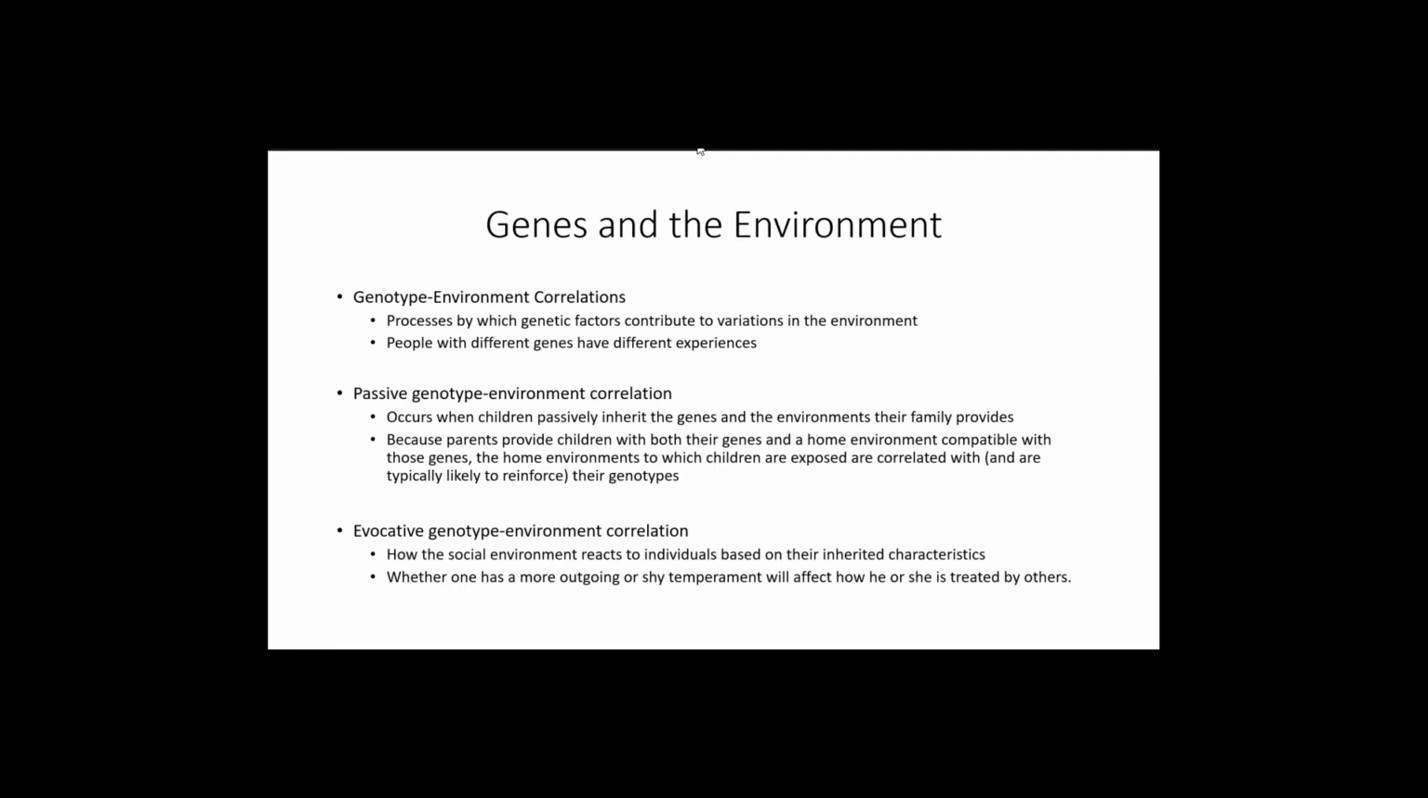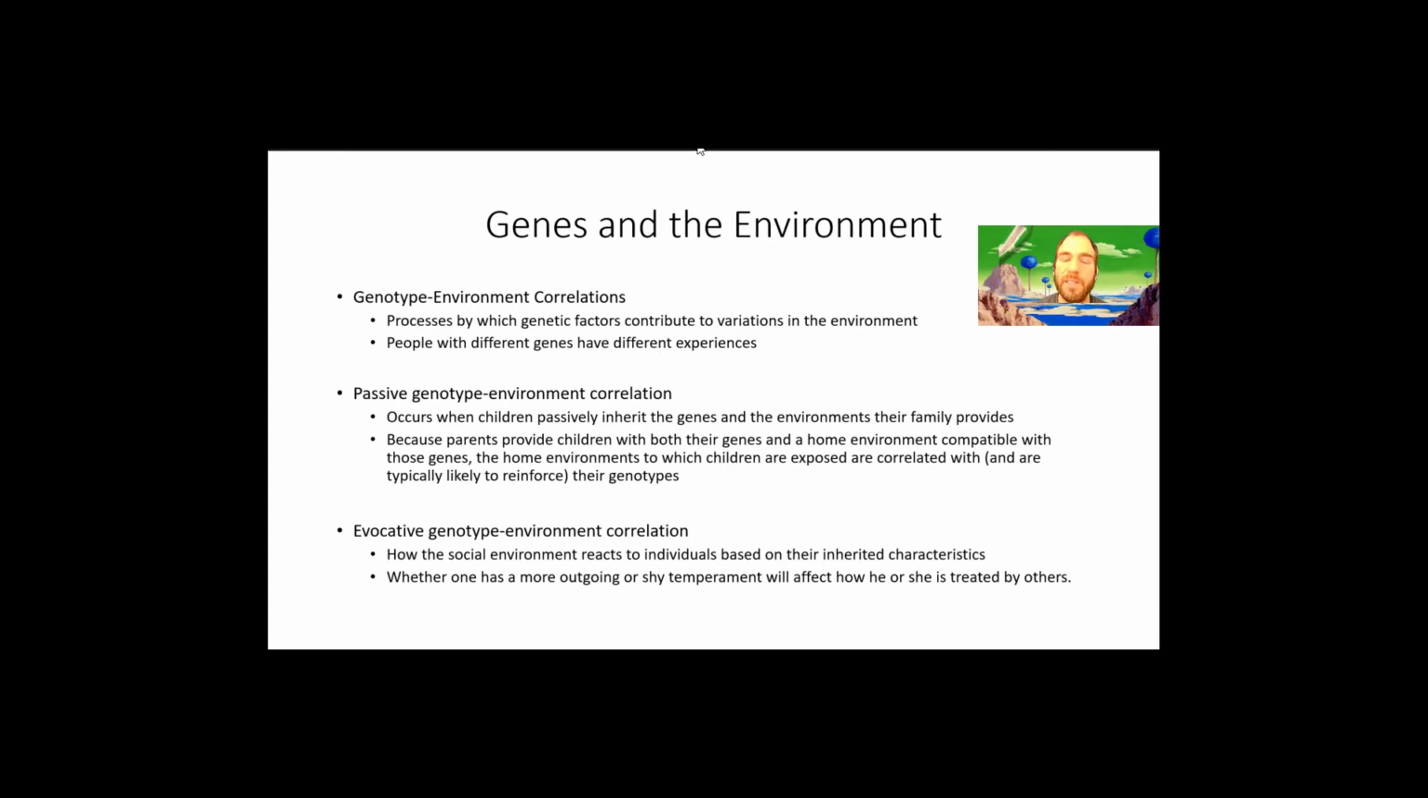Moving on to genes in the environment, genotype-environment correlation specifically, which is a process by which genetic factors contribute to variations in the environment. People with different genes have different experiences. There are two types, passive and evocative. Passive occurs when children passively inherit the genes and the environments their family provides. Because parents provide children with both their genes and a home environment compatible with those genes, the home environment to which children are exposed is correlated with their genotypes.